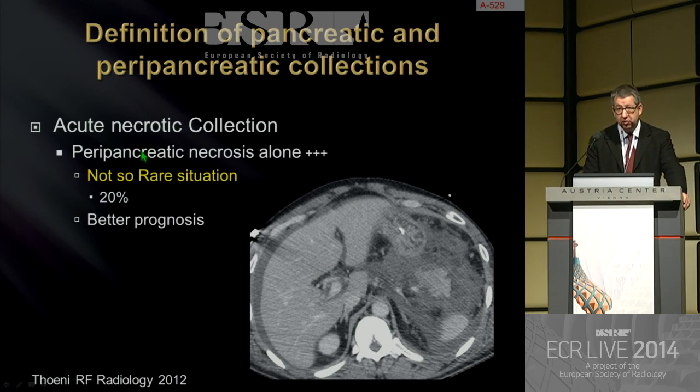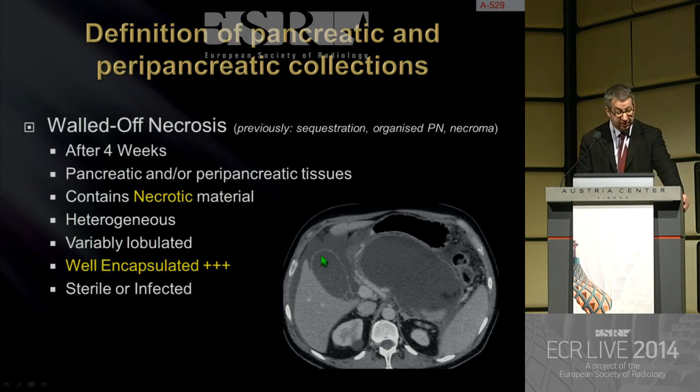And a third situation, which is very important to emphasize because sometimes it creates still confusion. You could have acute necrotic collection in necrotizing pancreatitis with only peripancreatic necrosis. It's not so rare. It accounts for around 20% of the situation. And it has a better prognosis compared to necrosis present in both pancreatic parenchyma and peripancreatic area. And here is an example where there is normal enhancement of the pancreas, but a large amount of fluid. But I will detail that example in a few slides.